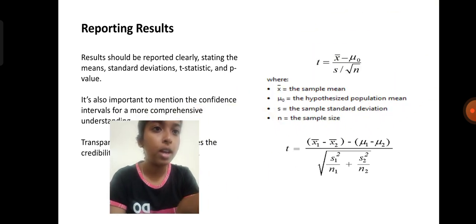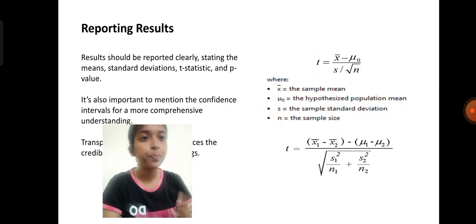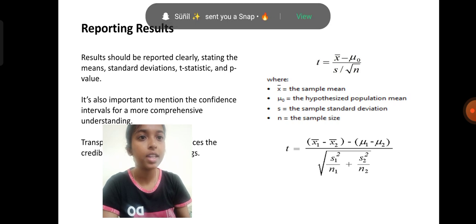This formula is given by t is equal to x bar minus mu naught, whole divided by s by root n, where x bar is the sample mean, mu naught is the hypothesized population mean, s is the sample standard deviation, n is the sample size.